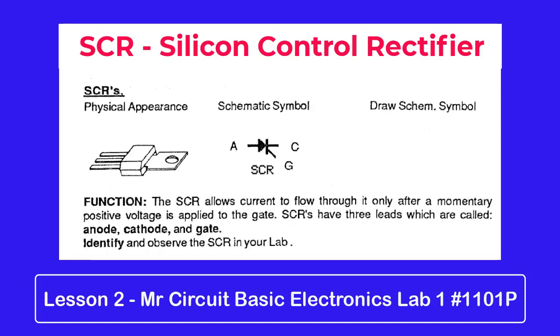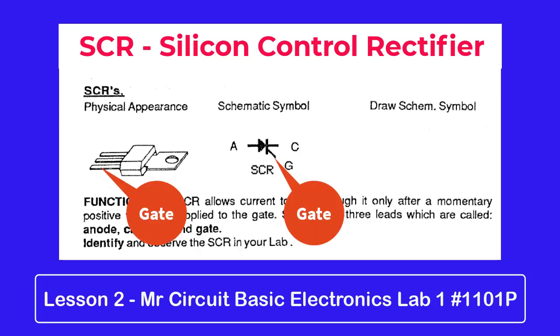Next, we have SCRs, silicon controlled rectifiers. This means that it's a diode, but it also has a gate that you've got to give a positive pulse to before it will actually allow the current to flow through it. And we use these in burglar alarms, color organs. There's a variety of ways that we can use this little device called an SCR.